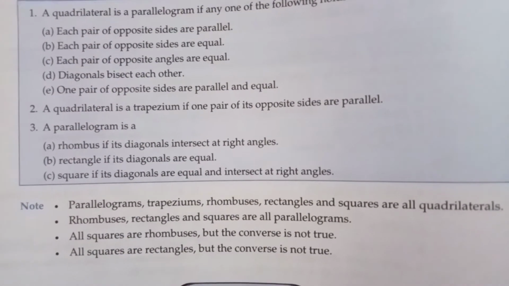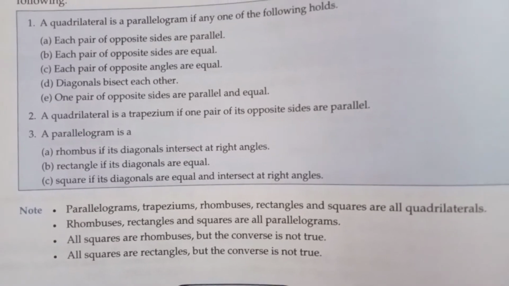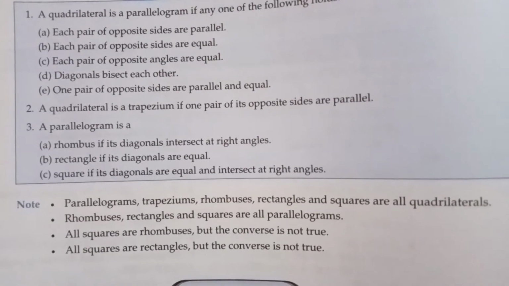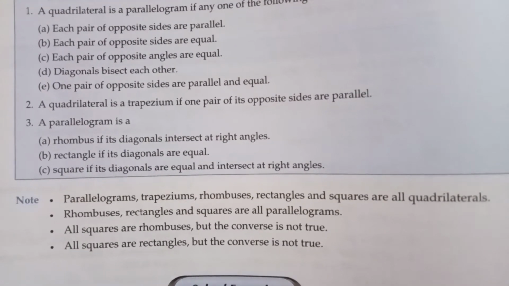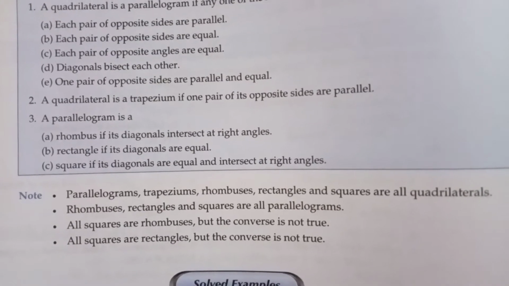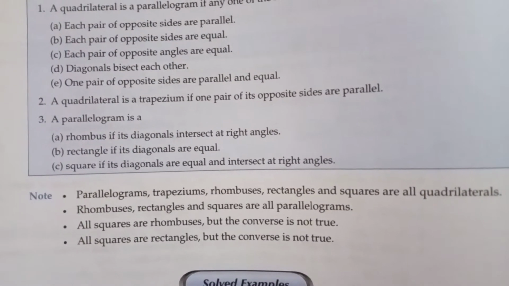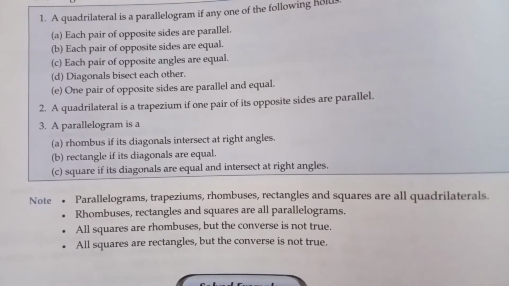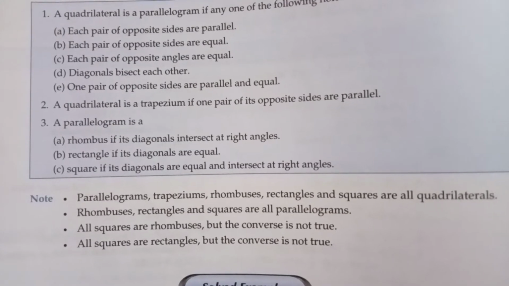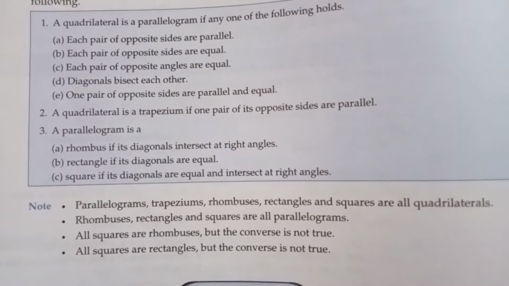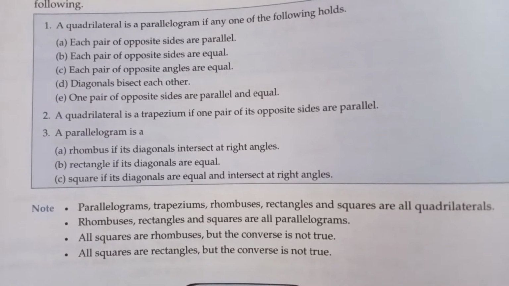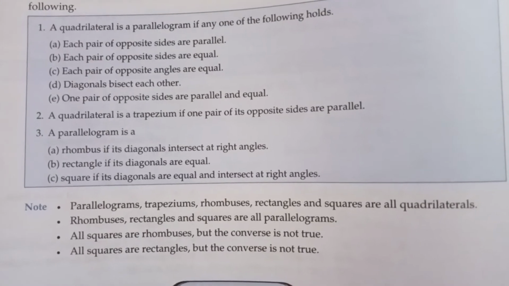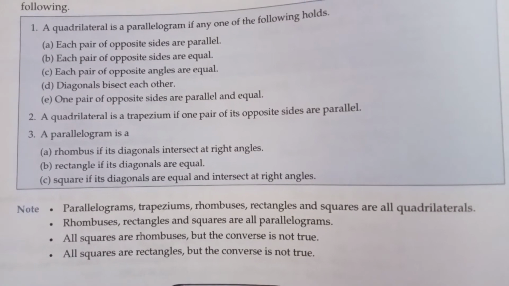Now some things which we have to keep in mind before starting the exercise. Parallelogram, trapezium, rhombus, rectangle and square are all quadrilaterals. Rhombus, rectangle and square are all parallelograms. All squares are rhombus but the converse is not true. क्या मतलब हुआ कि सभी स्क्वायर जो है वो रोम्बस है लेकिन सभी रोम्बस स्क्वायर नहीं है. ऑल स्क्वायर्स आर रेक्टेंगल, सभी स्क्वायर जो है वो रेक्टेंगल हो सकते हैं लेकिन सभी रेक्टेंगल स्क्वायर नहीं हो सकते हैं. कॉन्वर्स इज नॉट ट्रू. Clear? So by keeping all these points in mind and after seeing the proof of all the theorems, we come to the exercise.